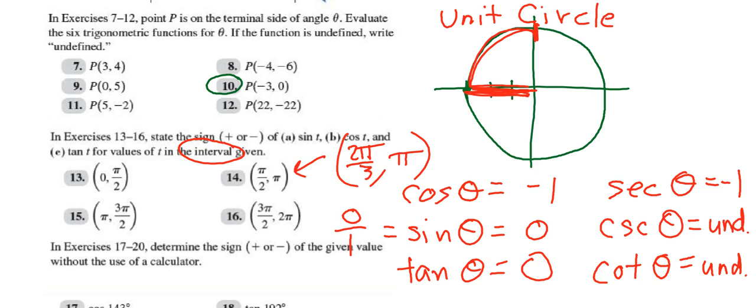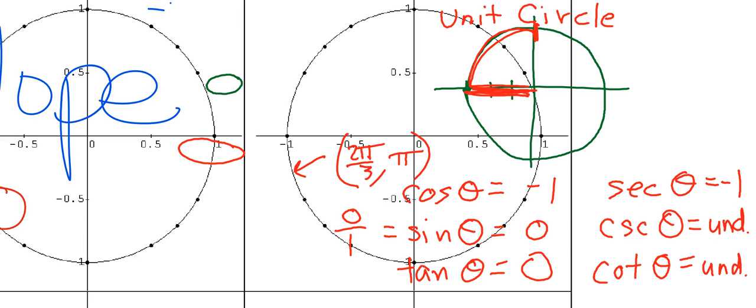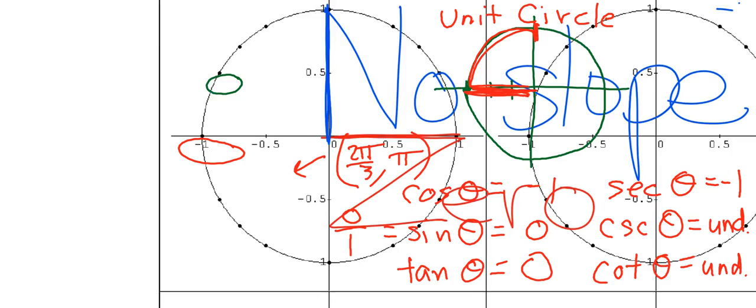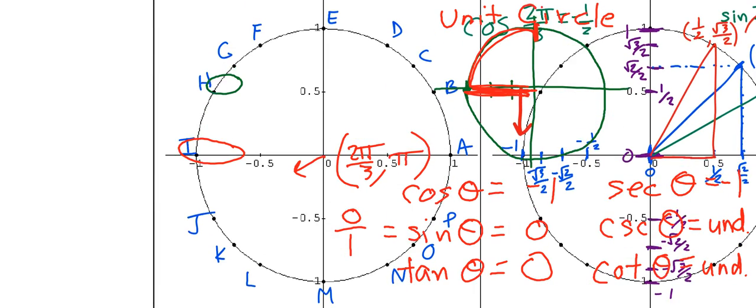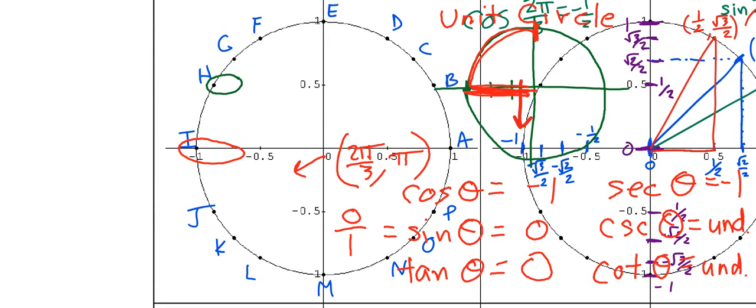Is that all of quadrant 2 or just part of quadrant 2? Do we know where 2 pi over 3 is? Do we need to go backwards? Do we know where 2 pi over 3 is on the circle? Where is 2 pi over 3? Which letter is 2 pi over 3? That is letter F. Thank you very much. So 2 pi over 3 to pi, that would only be part of quadrant 2.